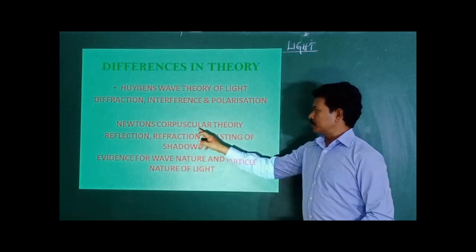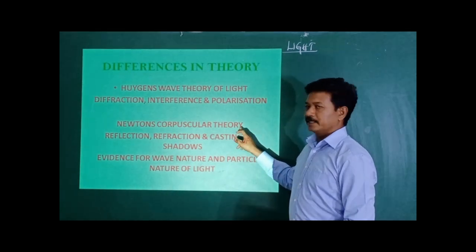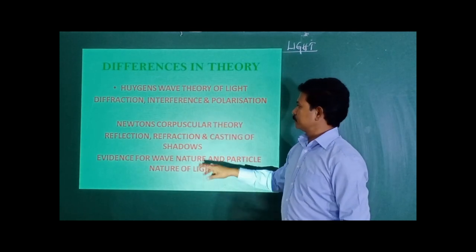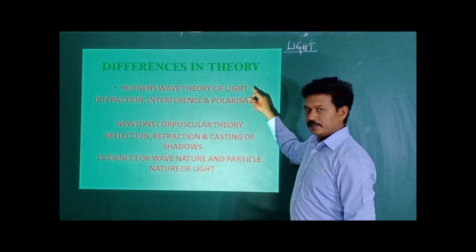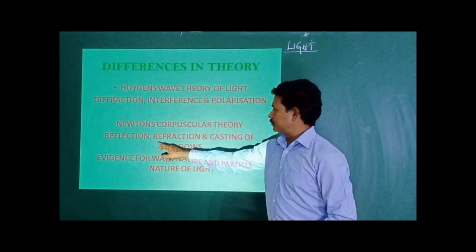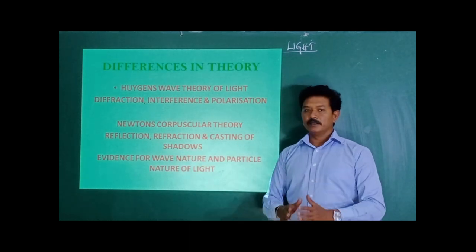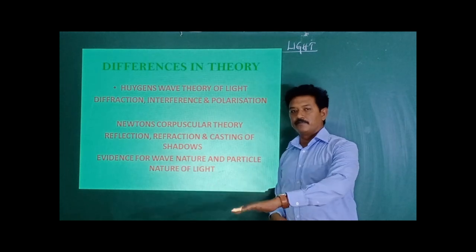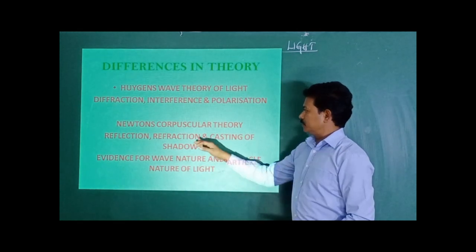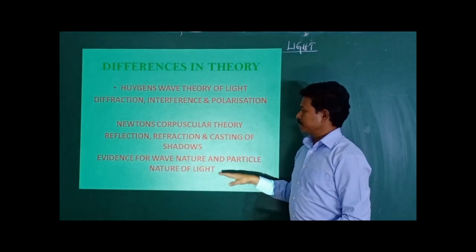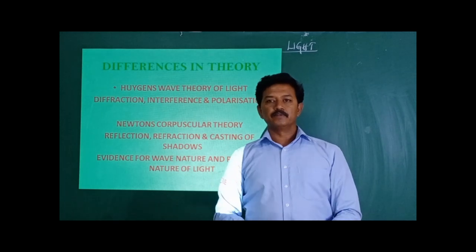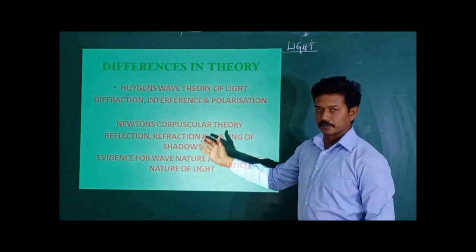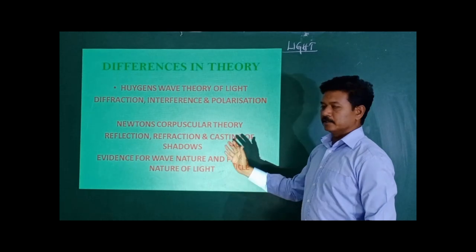If you consider Newton's corpuscular theory, with light made up of particles, you cannot define diffraction, interference and polarization. If you take light in the form of waves, you cannot define reflection, refraction and casting of shadows. If you imagine light as waves, three properties can be defined. If you consider light as particles or corpuscles, these three properties can be proved, right? So overall, we have evidence for the wave nature of light, and we also have evidence for the particle nature of light.